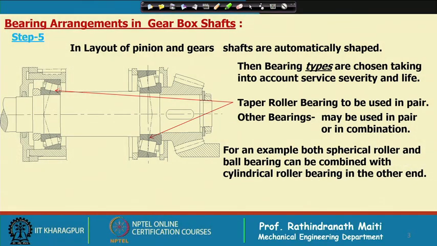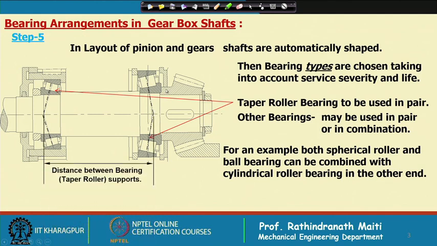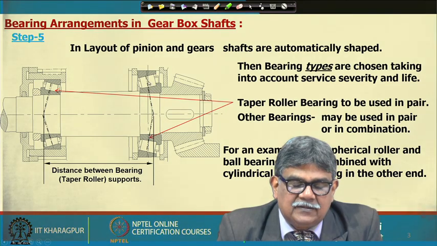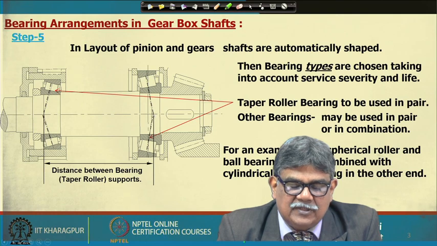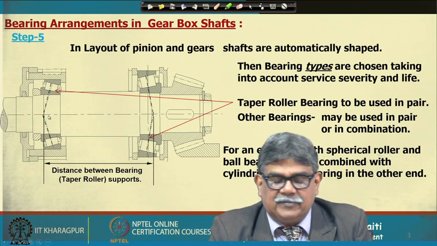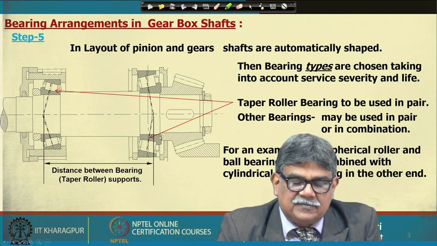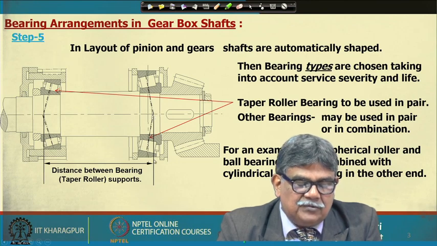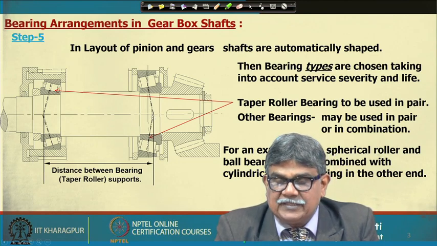For example, both spherical roller and ball bearings can be combined with a cylindrical roller bearing at the other end. Now, how do we find the load center? It is available in the catalog as the distance of this point from one side. But the procedure is to take the midpoint of the taper roller along the central axis and draw a line perpendicular to the central axis, and we get this point. These points are the load centers for the taper roller bearing. In shaft or bearing support calculations, we take this as the span between the two bearings.